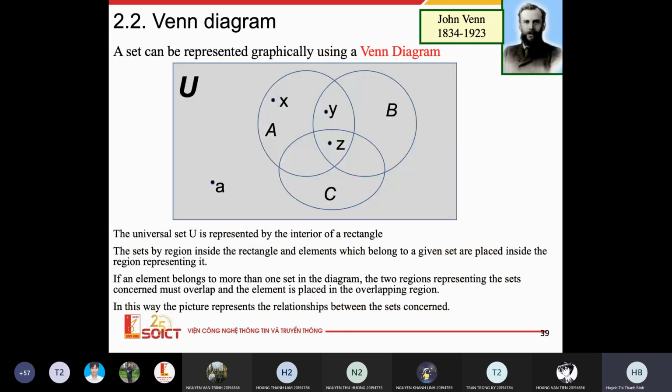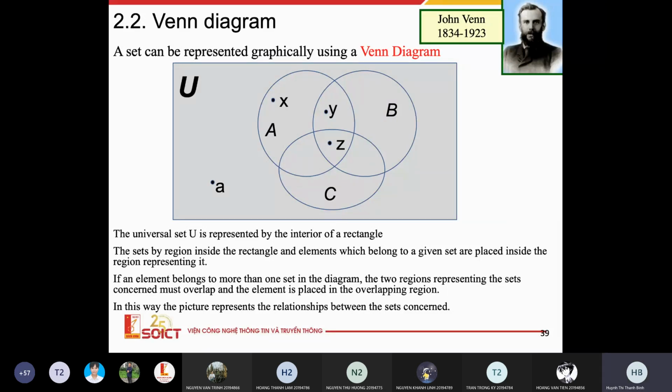And next we move to the Venn diagram. A set can be represented graphically using a Venn diagram like this picture. The universal set U is represented by the interior of a rectangle, and each set by a region inside the rectangle, and elements which belong to a given set are placed inside the region representing it. So you can see three regions in this picture.